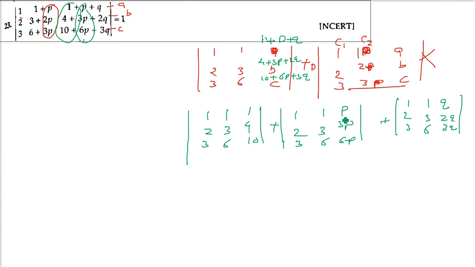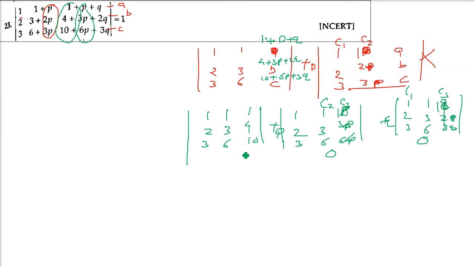Okay, now you see the second one. If I take P common, what do you get? 1, 3, 6. P if we take common, 1, 3, 6. Because column 2 and column 3 are same, this is going to be 0. Here if you take Q common, 1, 2, 3, 1, 2, 3, the column 1 and column 3 are exactly similar. This is also 0. So you only get this matrix.